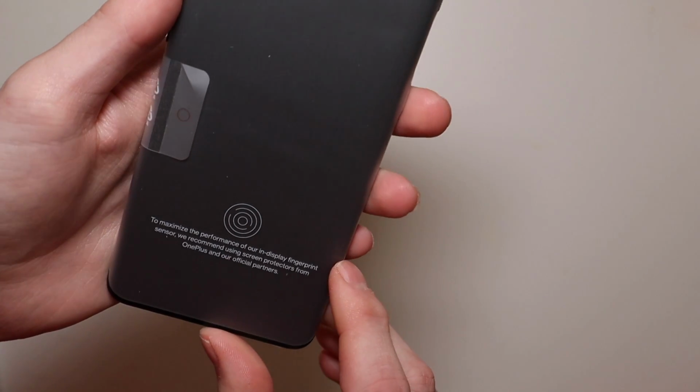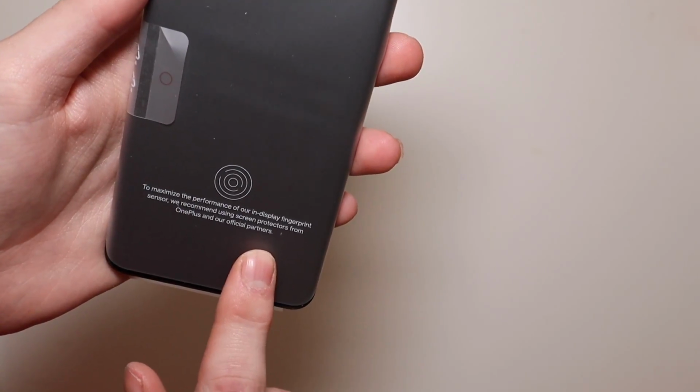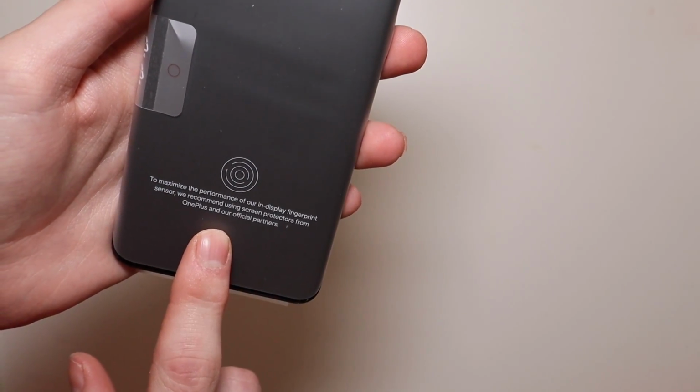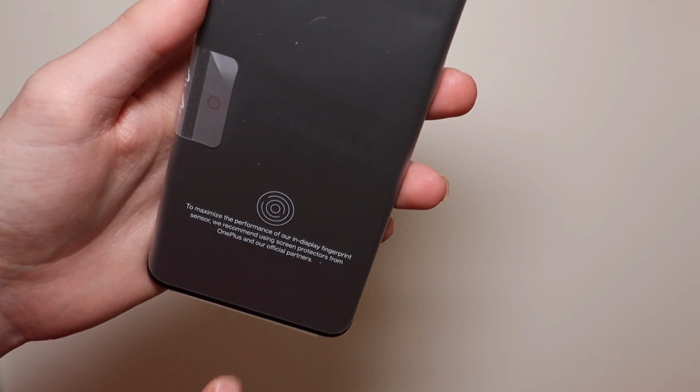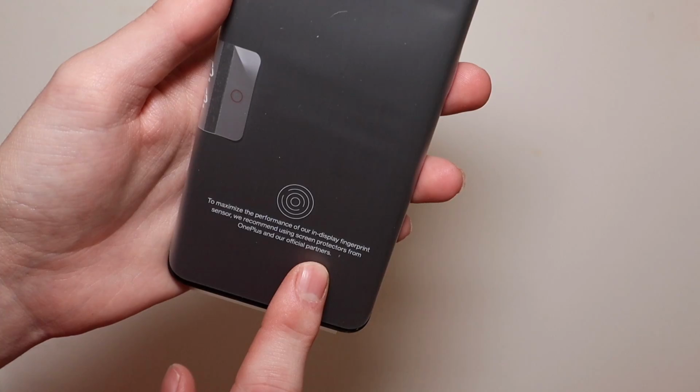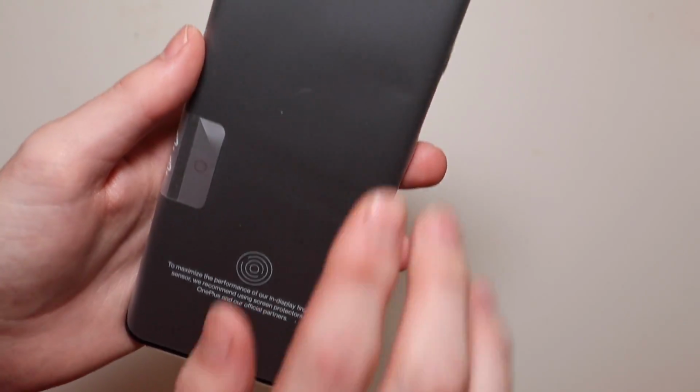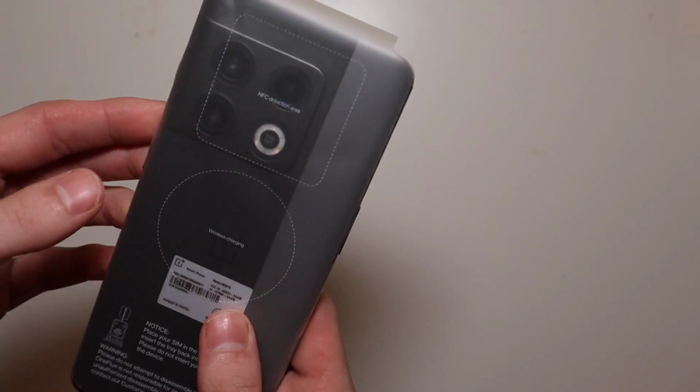If I hit the camera. So we do have the phone here in this plastic. And it does say right here, it does have the fingerprint sensor, and it gives you the information about the fingerprint sensor right there and using other screen protectors, recommending you only use official OnePlus screen protectors and ones from their official partners, so it doesn't affect that fingerprint sensor.